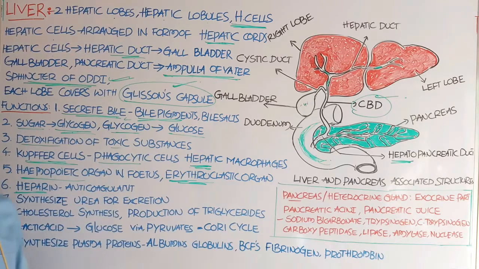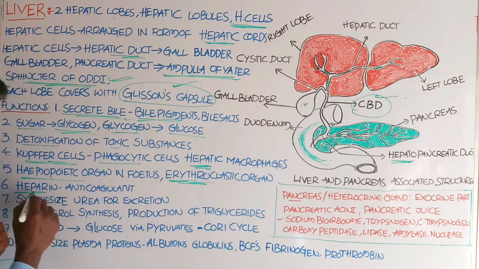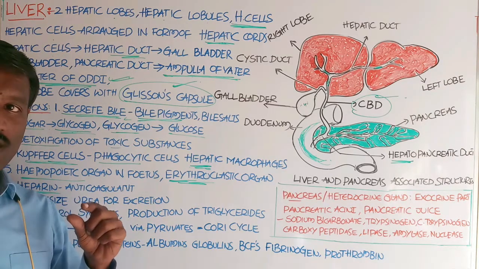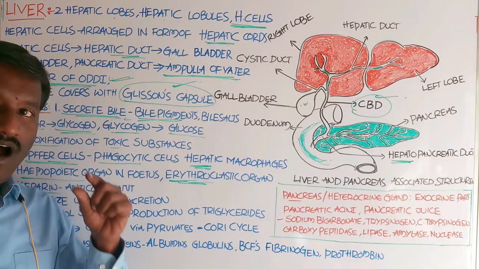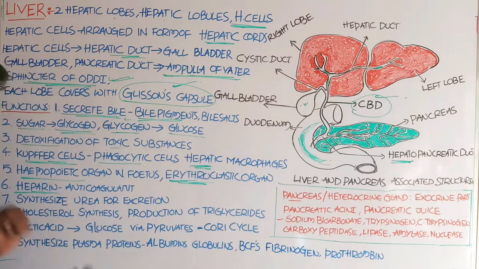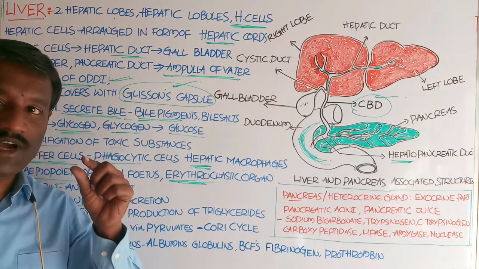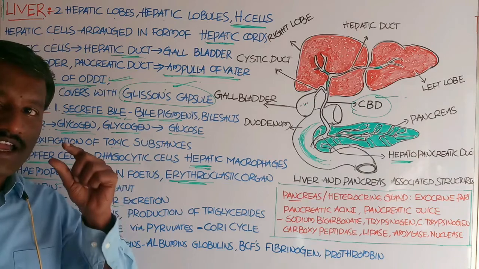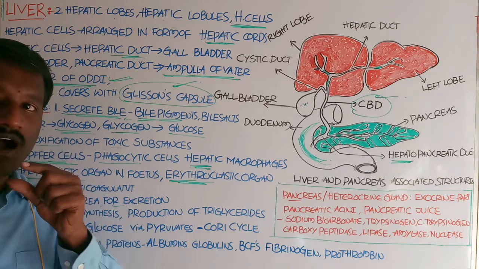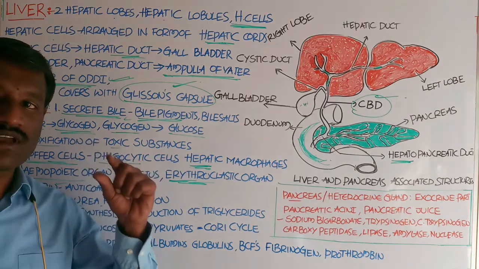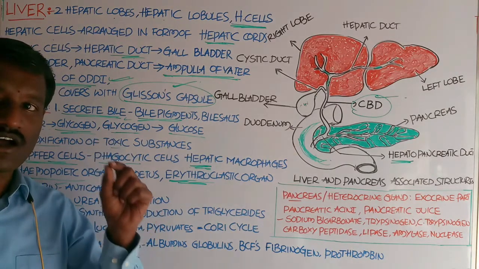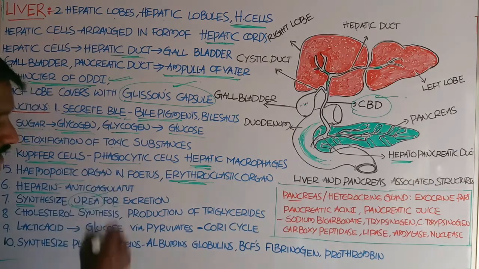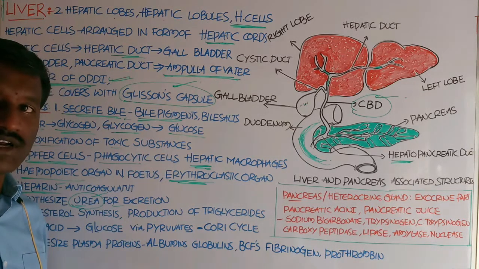Next, the liver also secretes heparin. Heparin acts as an anticoagulant. It helps in prevention of the clotting of blood in the blood vessels. The liver also helps in the synthesis of urea for excretion. Deamination of excess amino acids occurs in the liver cells and finally forms ammonia. The ammonia is finally converted into urea with the help of the ornithine cycle, which also occurs in the liver cells. Finally, the urea is transferred to the kidneys for elimination.